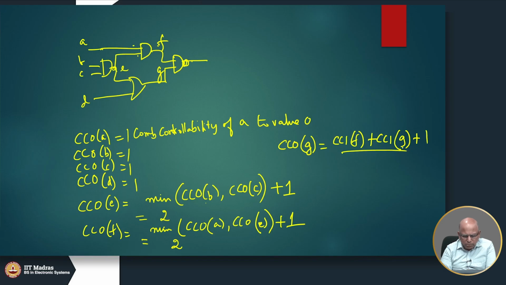Earlier I was using a minimum function, but now I will use an addition. To say that it is harder, I have to achieve both, and moreover I have to use CC1 now, because I have to set both F and G to 1 in order to get 0 at the output of this H.